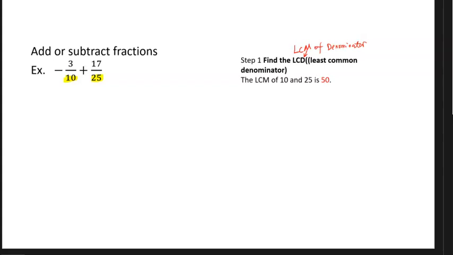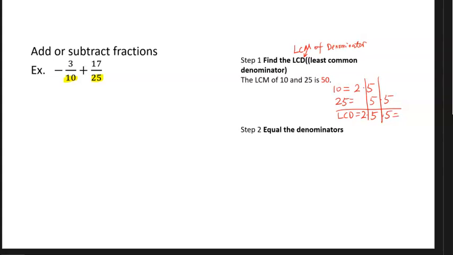If you can see that when we double 25, we get 50, and 10 also goes into 50. So that's a quick way to do it. If you don't like that way, you can also do factoring. So 10 is 2 times 5, 25 is 5 times 5. Again, line up the same numbers. And then if you bring down one number from each column, you get 2 times 5 times 5, and that's exactly 50. Okay, so there are at least two ways you can find the least common denominator.